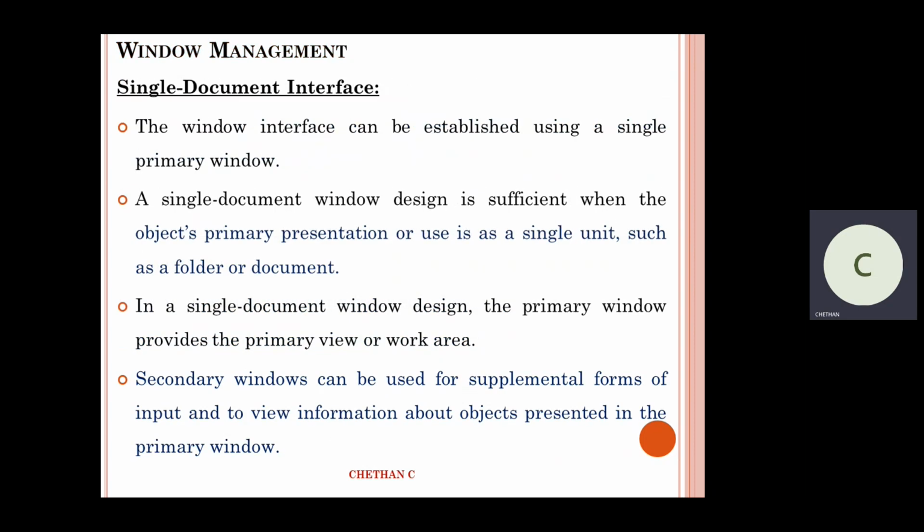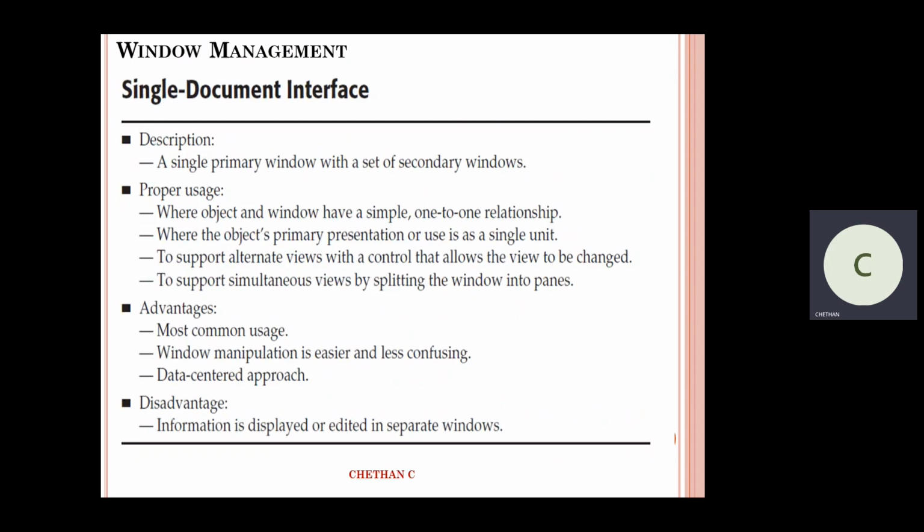The first one is the single document interface. The window interface can be established using a single primary window. The object's primary presentation as a single unit, such as a folder or a document, will be done here. Secondary windows can be used for supplemental forms of input, or to view information that is not in the primary window. That comes in your single document interface, what you call SDI.